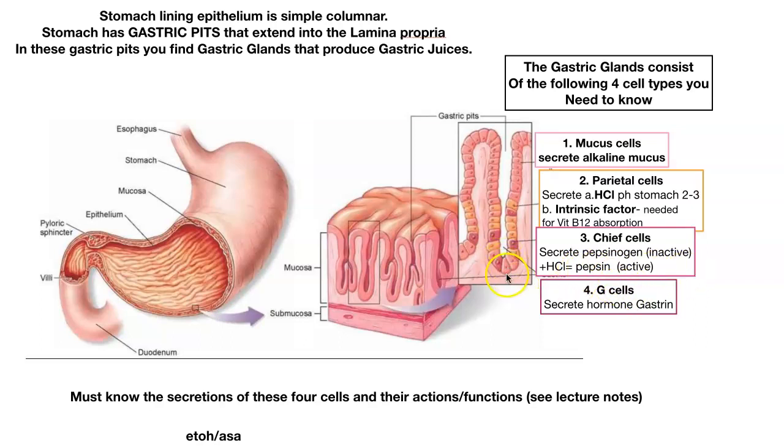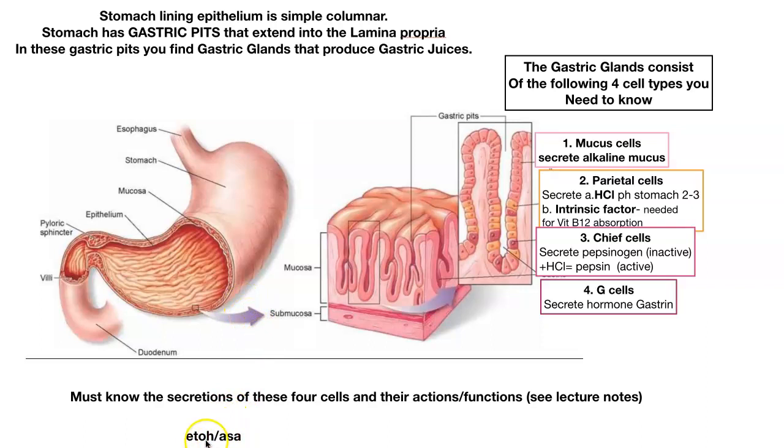And the bottommost cells down here, these are actually secreting a hormone. These G cells secrete the hormone gastrin. Hormones are released into the blood. This hormone is going to be released in the blood after you've eaten a meal, and it will trigger the release of more pepsinogen and more hydrochloric acid from these parietal and chief cells. And it's also going to start the movement of all these smooth muscles, starting them to contract more.